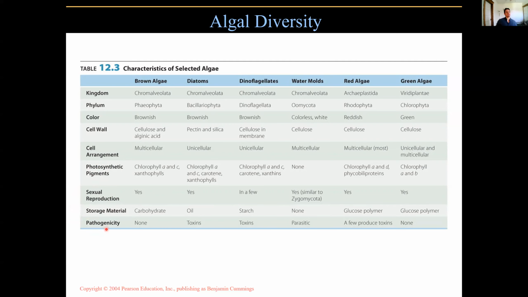Remember again here that algae typically produce toxins. So it's the toxins that the organism produces that make you ill. It's not the same as when a bacteria is attacking your cells.